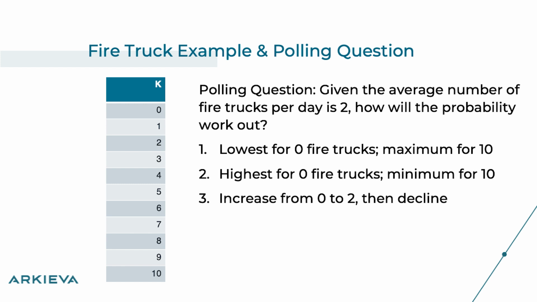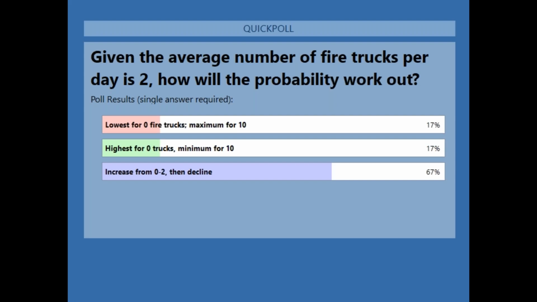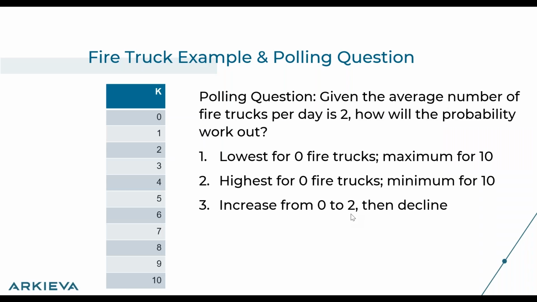All right, so about half of you voted. Maybe the question itself was not so clear, so half of you decided not to vote. But for those who voted, 67% said that it'll increase from 0 to 2 and then decline. So let's actually do the math and see how it works out.